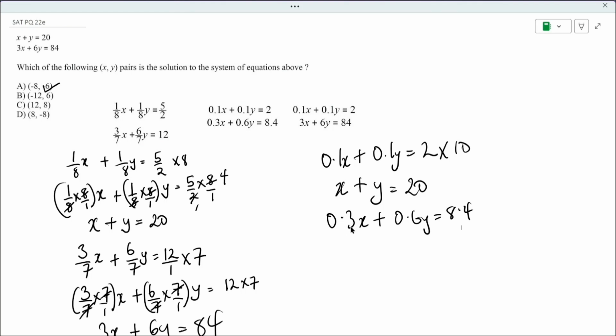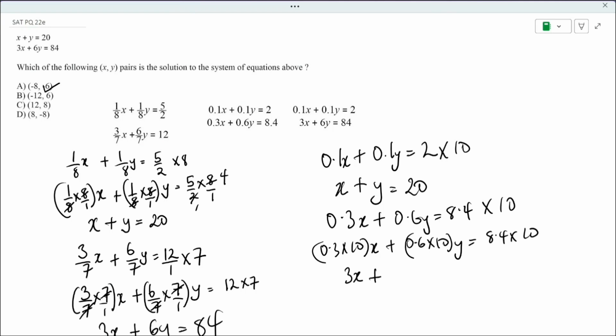You have to move one step, and moving one step means you multiply by 10 to get it out. Since all of them are at one decimal place, you multiply by 10. So you have times 10. Same thing you've done with the first one. You can write it as 0.3 times 10, put in bracket with the x, plus 0.6 times 10, put in bracket with the y, equals 8.4 times 10. 0.3 times 10 would give you 3, you have your x with it, plus 0.6 times 10 will give you 6, you have your y with it, equals 8.4 times 10.